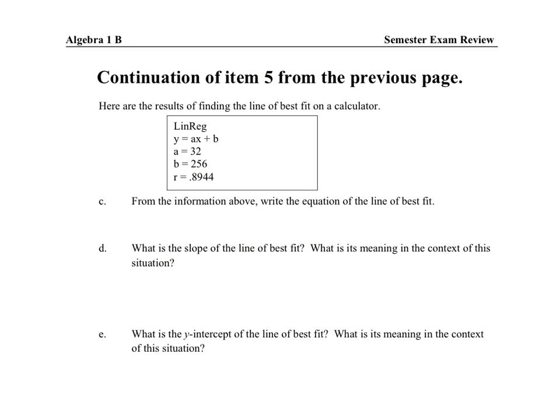Continuing question 5, we have the results of finding the line of best fit on a calculator. From the information above, write the equation of the line of best fit. So I'm going to let V equal the number of visitors, and I'm going to let T equal temperature in degrees Fahrenheit, just so I can easily relate it to the context of my problem.